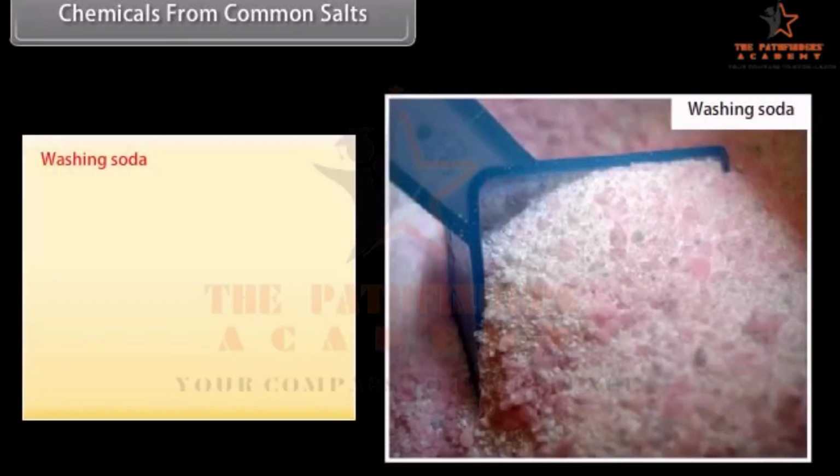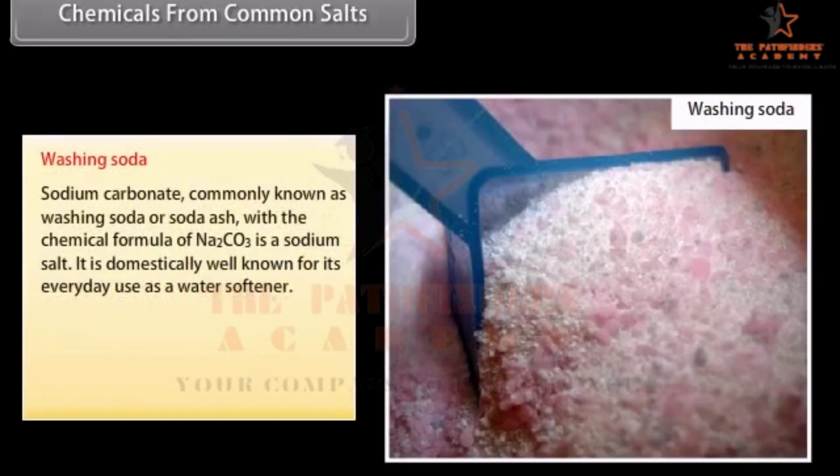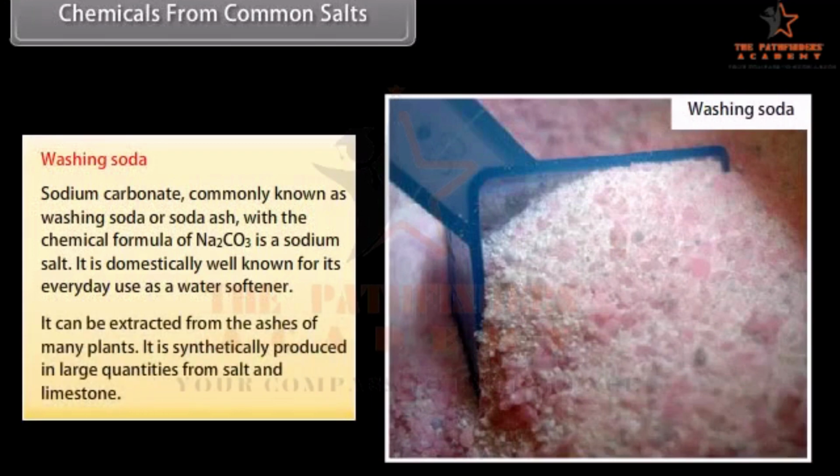Washing soda. Sodium carbonate, commonly known as washing soda, or soda ash, with the chemical formula of Na2CO3, is a sodium salt. It is domestically well known for its everyday use as a water softener. It can be extracted from the ashes of many plants. It is synthetically produced in large quantities from salt and limestone.